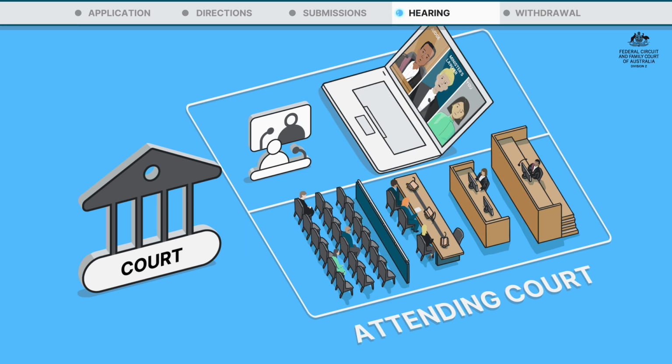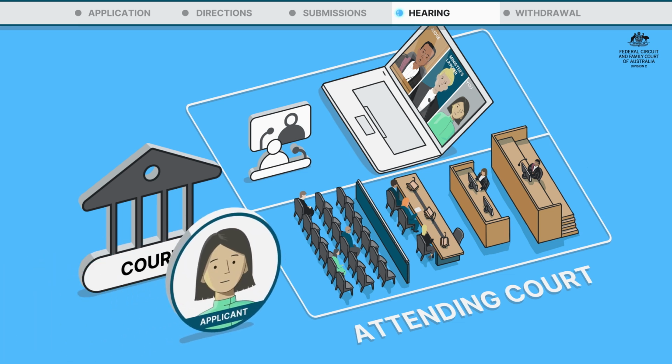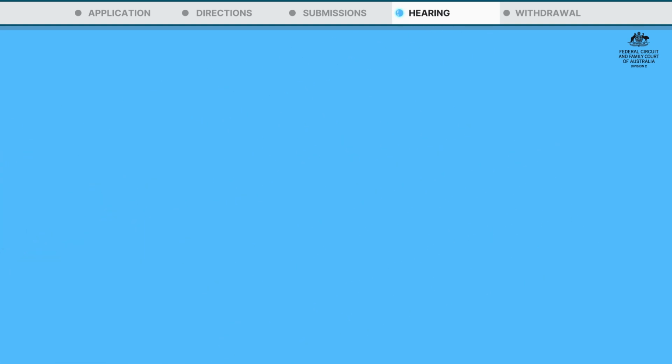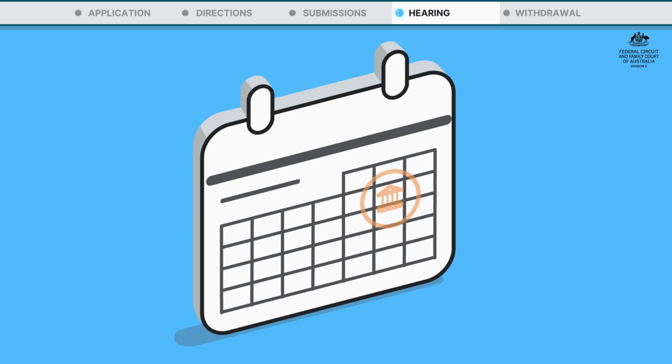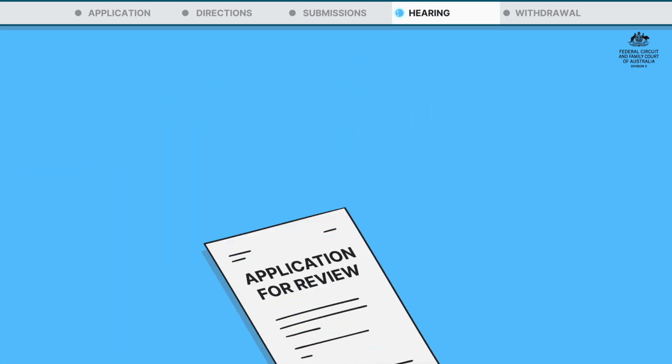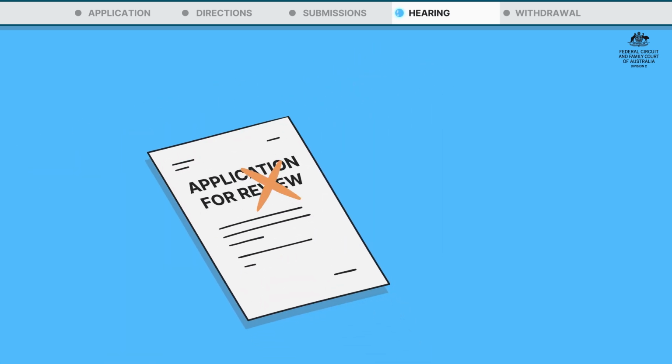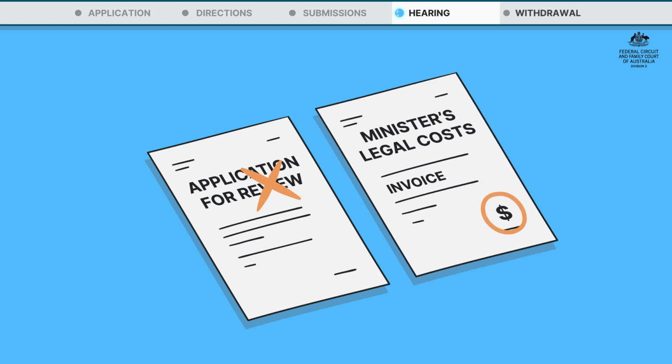You must attend court, whether electronically or in person, whenever there is a hearing. You should arrive at least 10 to 15 minutes before your hearing time. If you do not attend court at the correct time, on the correct day, your application will most likely be dismissed, and you may be required to pay the minister's legal costs as well as your own.